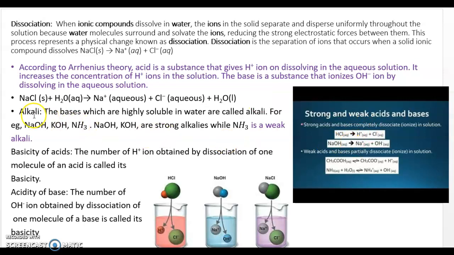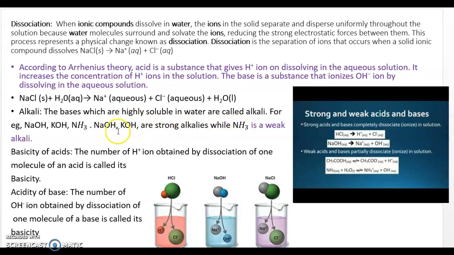And how do you define alkali? The bases which are highly soluble in water. NaOH is a base, potassium hydroxide is a base, and those which are highly soluble in water are called alkalis. So sodium hydroxide and potassium hydroxide are strong alkalis.